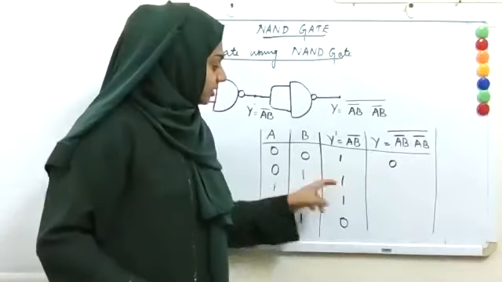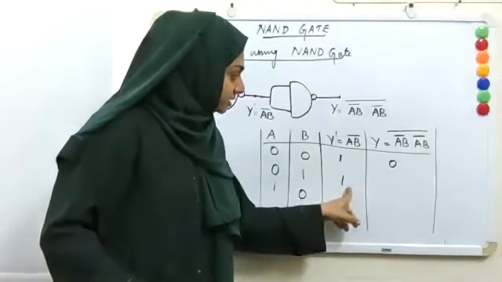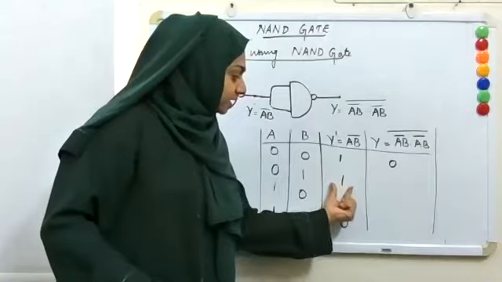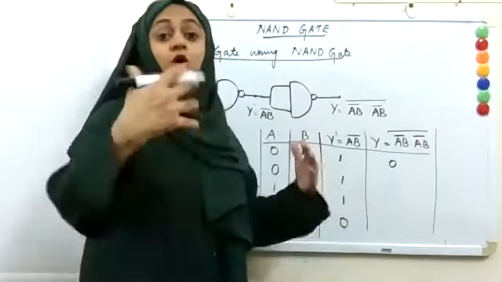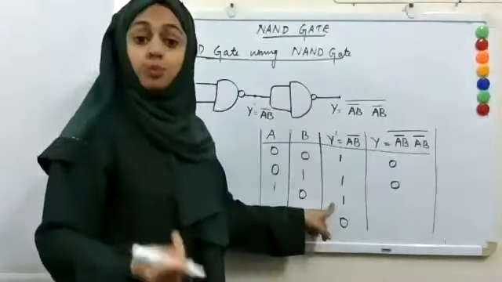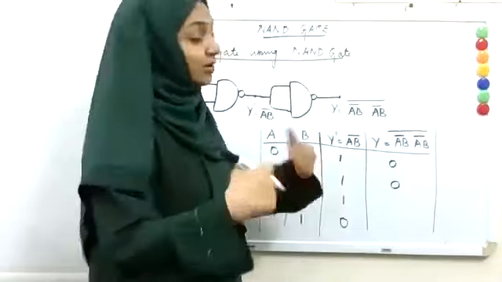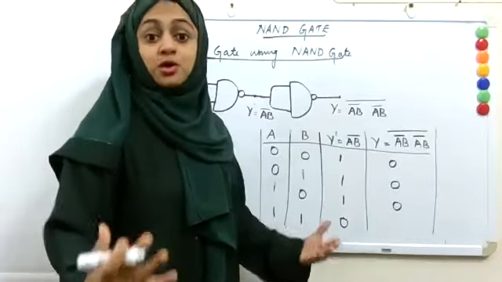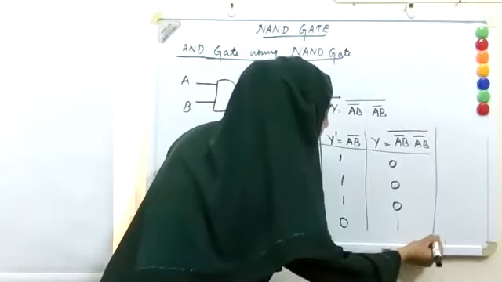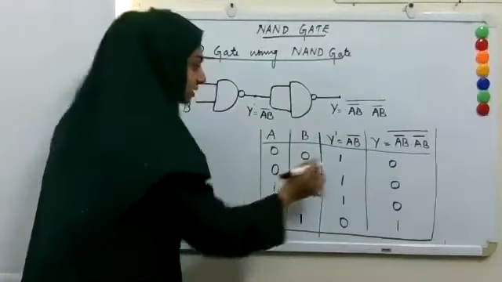Are you getting how I am writing the result here? Yes, teacher. Okay, again 1. AB bar is 1. So AB bar and AB bar. So 1 and 1, 1. Not 1, 0. Again 1 and 1, 1. Not 1, 0. Then 0 and 0, 0. Not 0, 1. What is this? What is the output here?